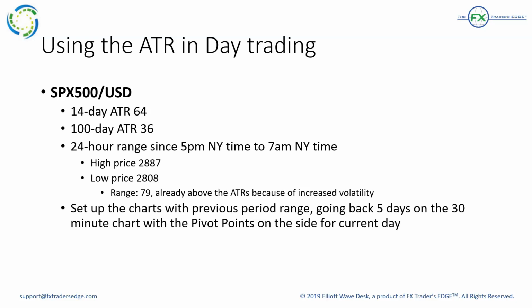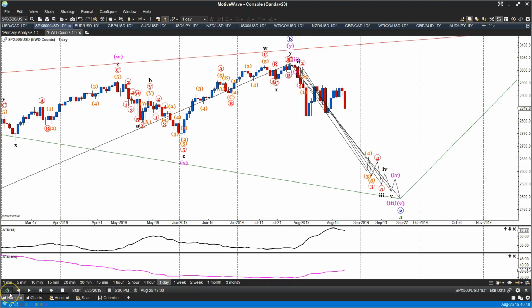We set up the charts with the previous period range going back 5 days on the 30-minute chart with the pivot points on the side for the current day. And of course, we look at the Elliott wave count and we take a trade when the opportunity arises. Let's look at the charts. The Elliott wave count shows us going lower, and we've consolidated in a nice sideways consolidation, and the count is suggesting that we would go lower, barring that we don't take out all of these market tops right over here.